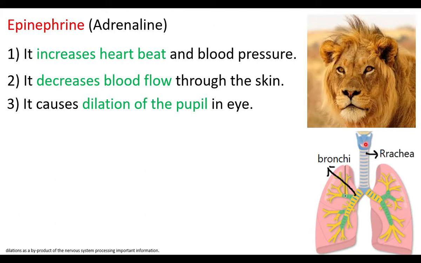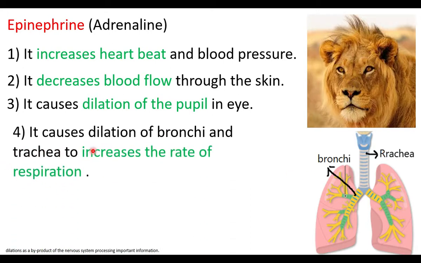Bronchi dilate and trachea dilate. Dilation means expansion, so more air will be taken inside during breathing. So respiration increases, and oxygen taken inside the body during respiration increases. It causes dilation of bronchi and trachea to increase the rate of respiration. When the speed of respiration increases, more oxygen will be taken inside, more energy will be produced. More energy will be produced to face the emergency situation.